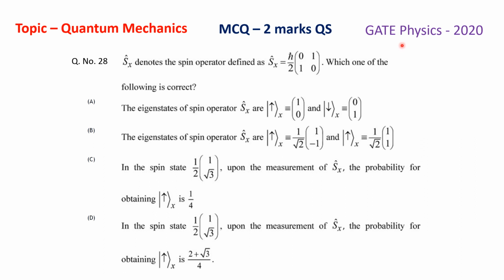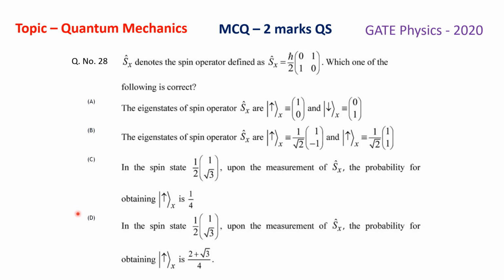This question was asked in the GATE Physics paper 2020. This is an MCQ having 2 marks. The topic of the question is quantum mechanics. The question is: the operator Sx cap denotes the spin operator defined as Sx cap equals ħ/2 times the matrix [0, 1; 1, 0]. Which one of the following is correct?